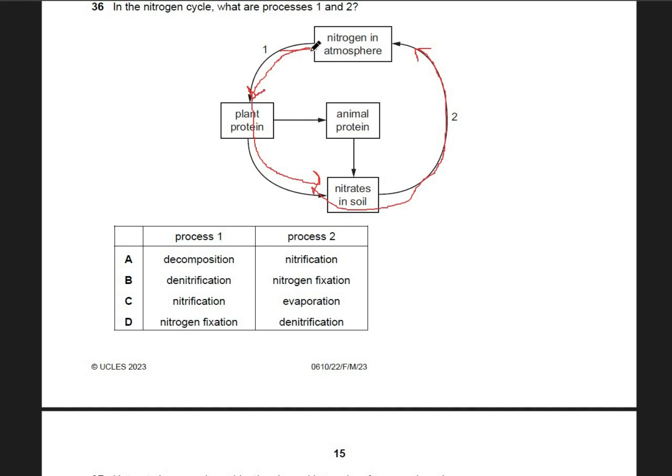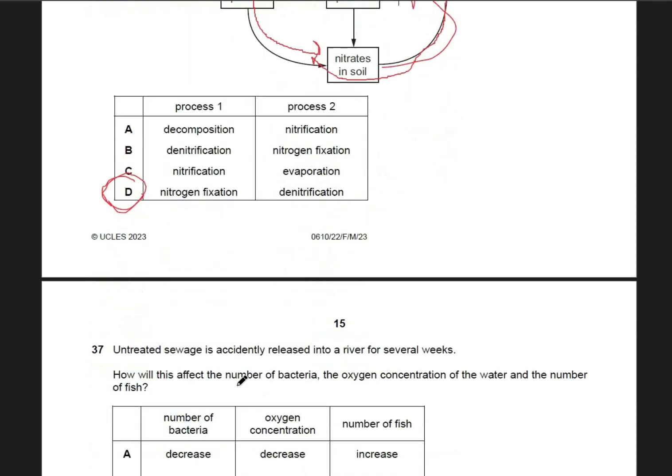So nitrogen in the atmosphere is fixed by the nitrogen fixing plants in the process of nitrogen fixation. So D is nitrogen fixation. So process 1 is nitrogen fixation, that is only depicted in the D option. And process 2 is denitrification. Why is that so? Because nitrates in the soil are broken down into nitrogen compounds and nitrogen gases that are released again and back to the atmosphere. All right. So this is denitrification, and process 1 is nitrogen fixation.